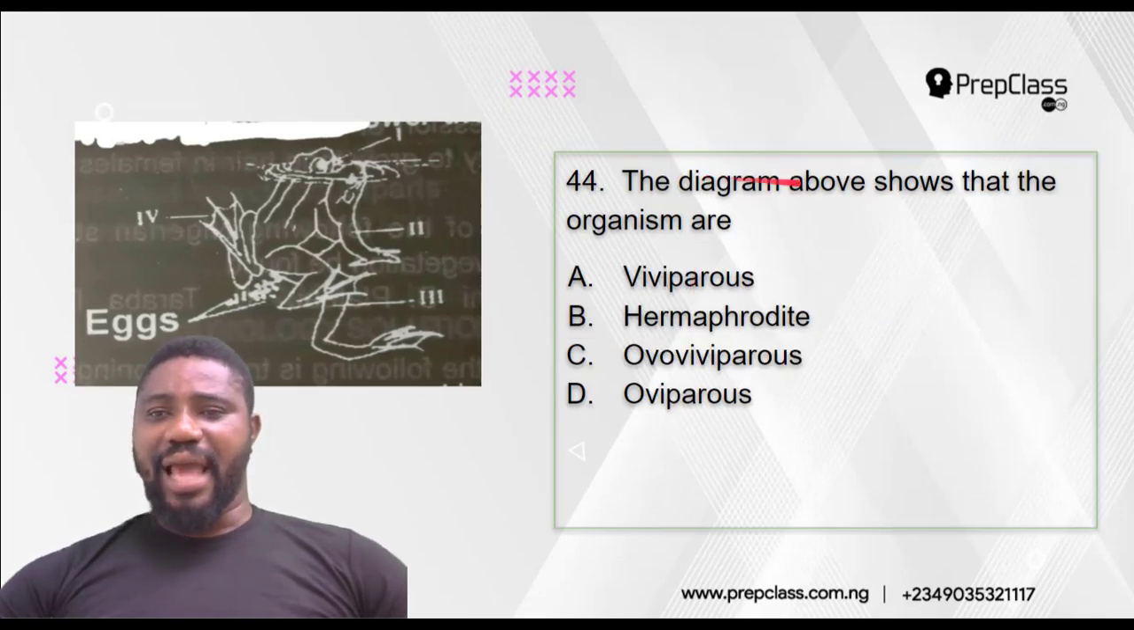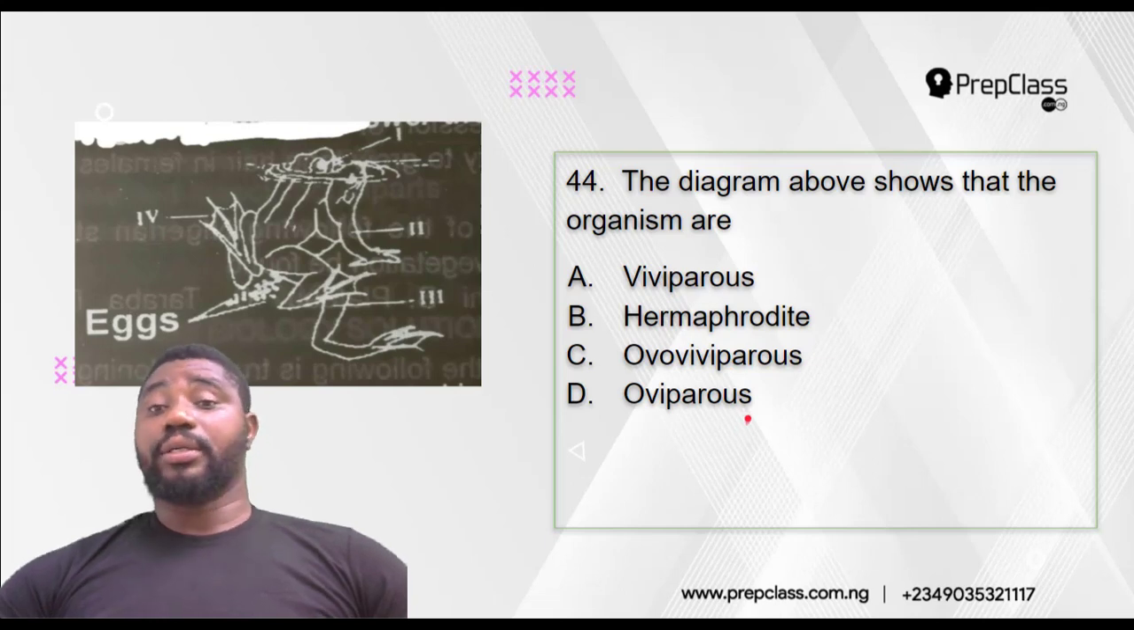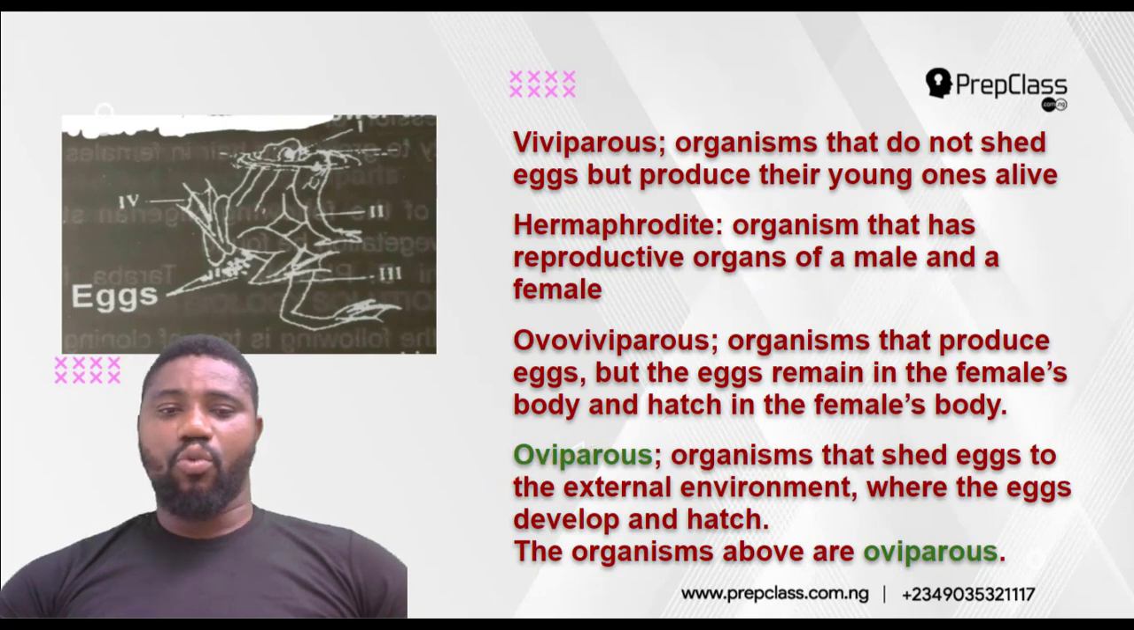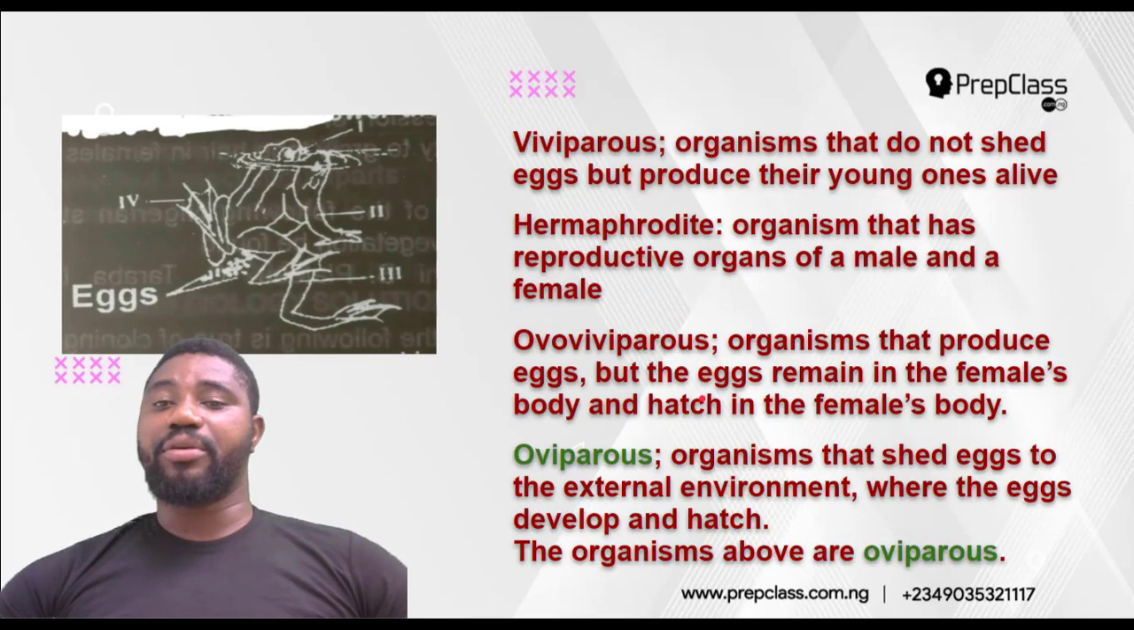44. The diagram above, remember we are told to use this diagram to answer questions 43 and 44. The diagram above shows that the organisms are, is it viviparous, is it hermaphrodite, is it ovoviviparous, is it oviparous? We have to define each of these words: viviparous, hermaphrodite, ovoviviparous, and oviparous.